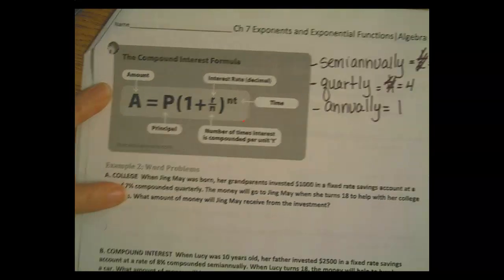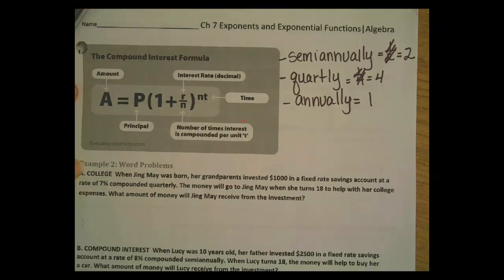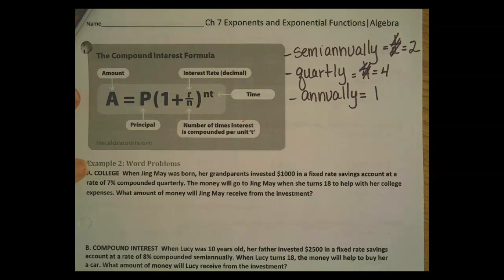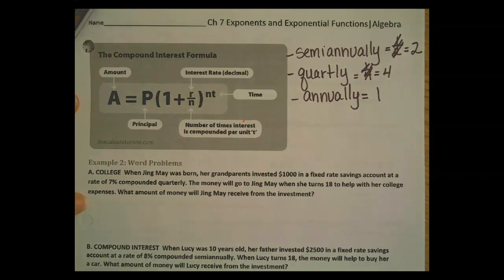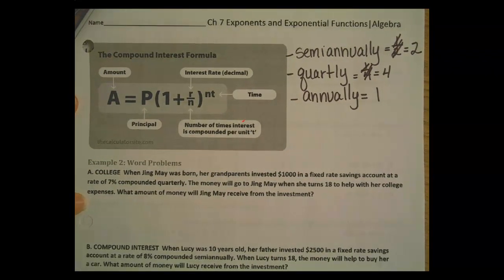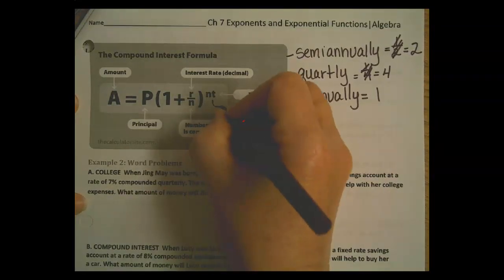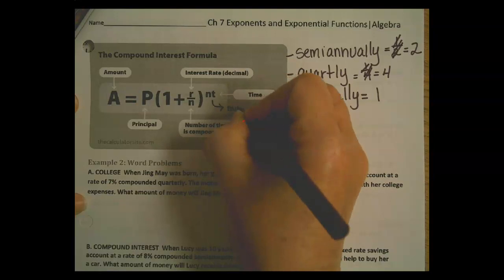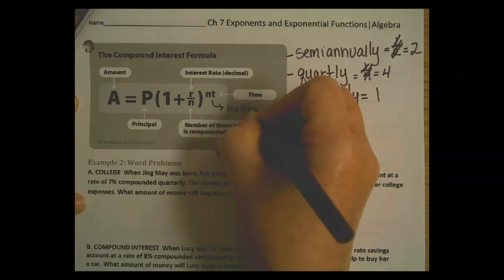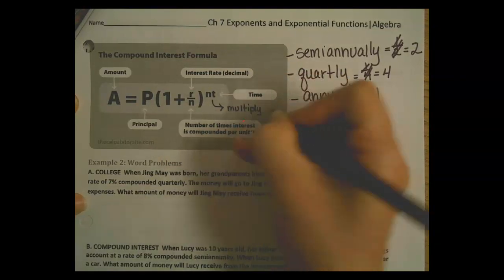Hopefully you can see mine. There they are. So semi is like a semi-truck. It's 2 trucks in one. Quarterly, quartet, quad, all those things. A quarter, 1/4 of a dollar, or 4 quarters make $1. Annually is one time. So this needs to be multiplied first before you put in the calculator.